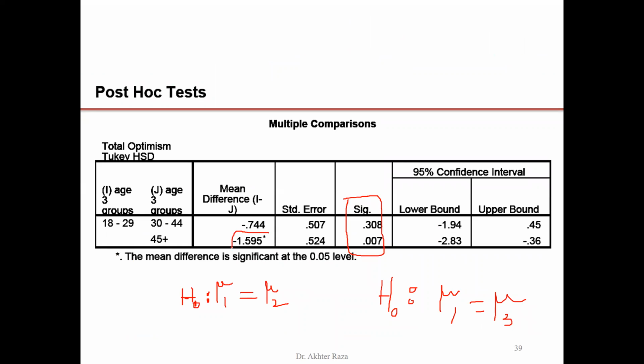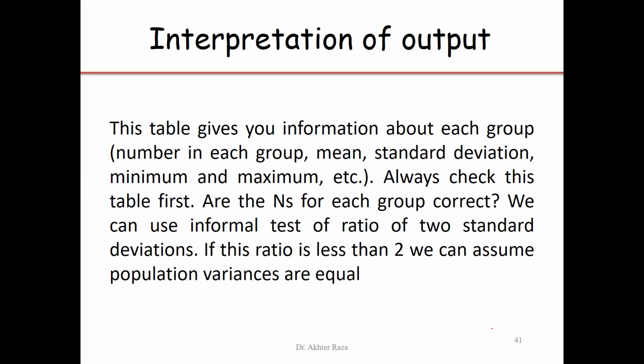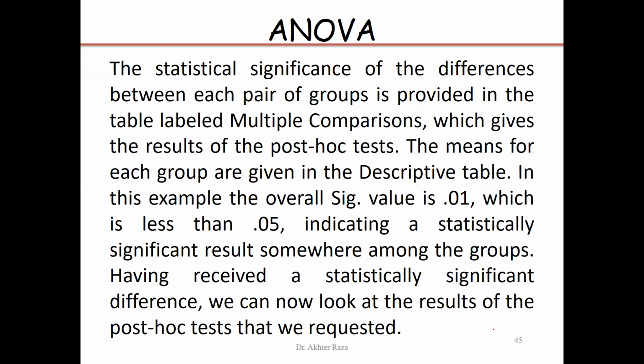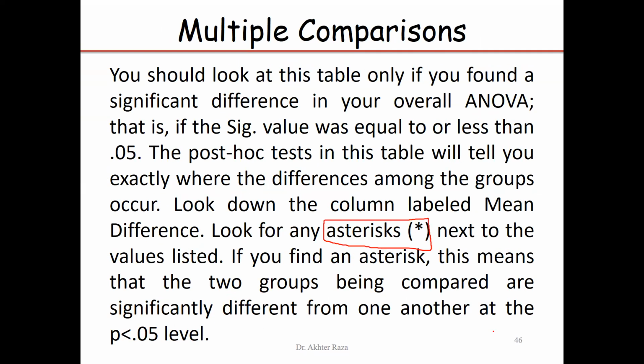This is significant: the older group and the younger group. The older group and the younger group are significant. Otherwise, all are insignificant. The asterisks give you a very clear-cut perception of how this is. This conclusion is to be made.